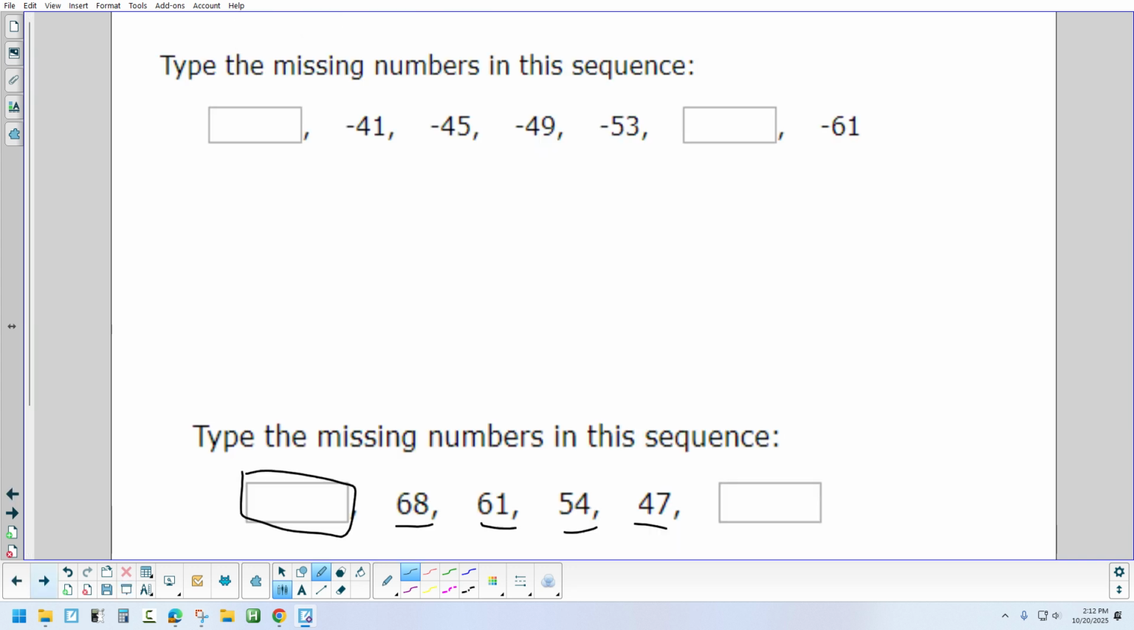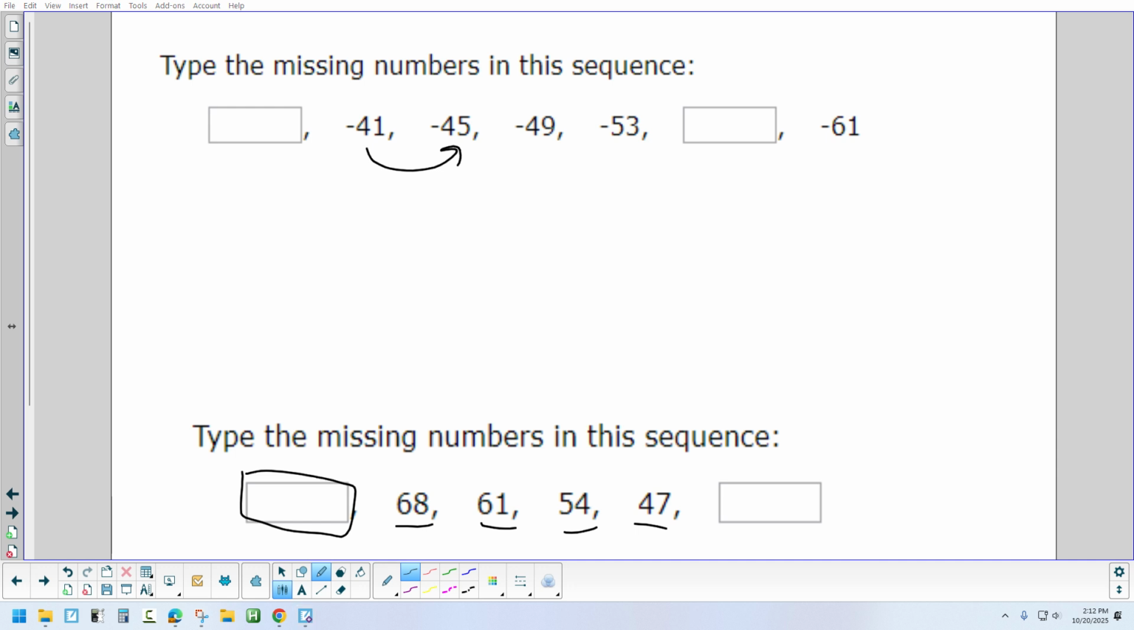Okay, let's try this one. We're not typing, we're just handwriting the missing numbers in the sequence. To figure this one out, we want to look at the middle part, and we have enough there that we can start to figure out the pattern. How do you get from -41 to -45? And remember, the pattern has to be adding or subtracting. Yep. Add 4.